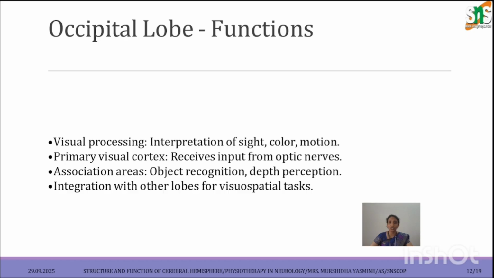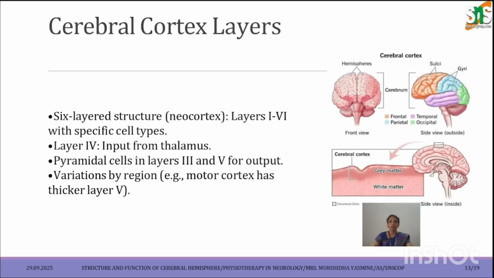The function of the occipital lobe is visual processing. The processing of vision is entirely located in the occipital lobe through interpretation of sight, color and motion. So the primary visual cortex is located in the occipital lobe, which receives input from the optic nerve, thereby recognition of the visual sensation is done. The association areas related to the occipital lobe are object recognition and depth perception. The integration with the other lobes for visuospatial tasks is done by the occipital lobe.